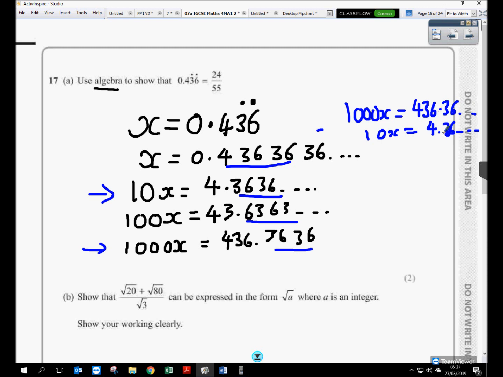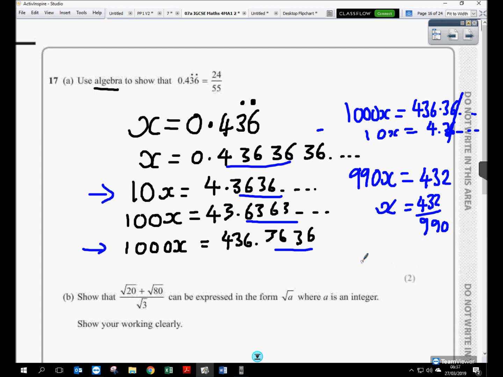Now, when you subtract these, if you think about it, after the decimal point, you have 36, 36, 36, and the same thing on the next one. They will cancel because all the 3's will cancel, all the 6's will cancel because you have exactly the same decimal pattern after the decimal point. So you're left with 990x. 436 minus 4 is 432. So 432 divided by 990 is the answer to the question.